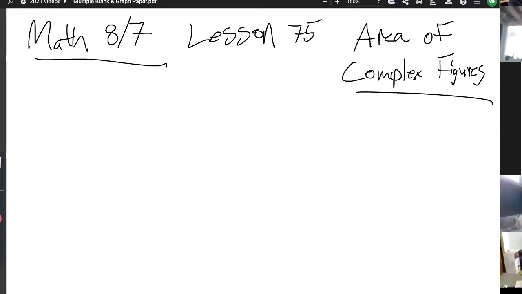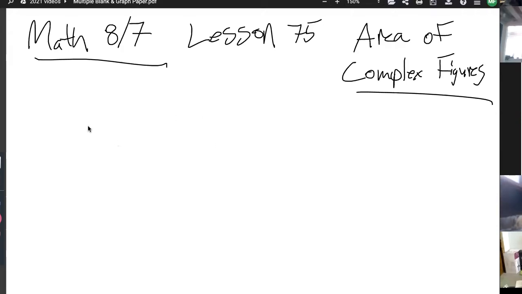So we already know how to find the area of rectangles. You remember base times height, or just length times width. And we know how to find the area of triangles, which is basically base times height divided by 2. So it's like half a rectangle. So if we know how to find the area of a rectangle and a triangle, then we can pretty much find the area of anything we want.